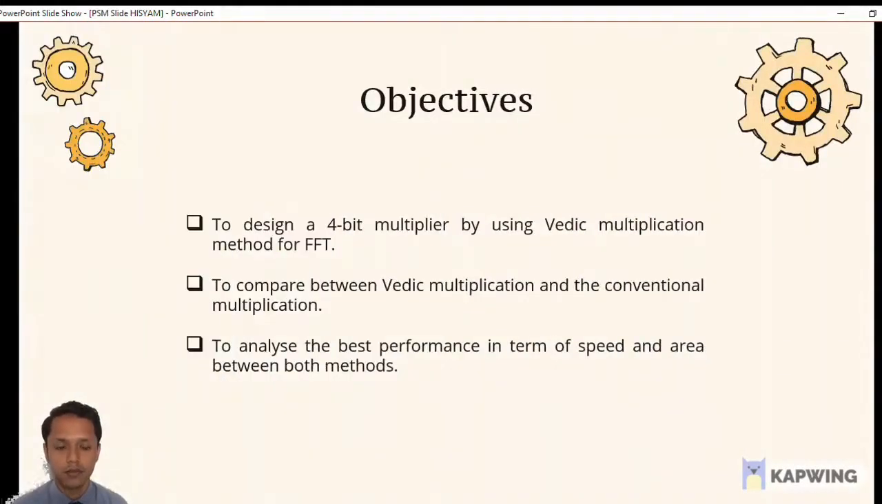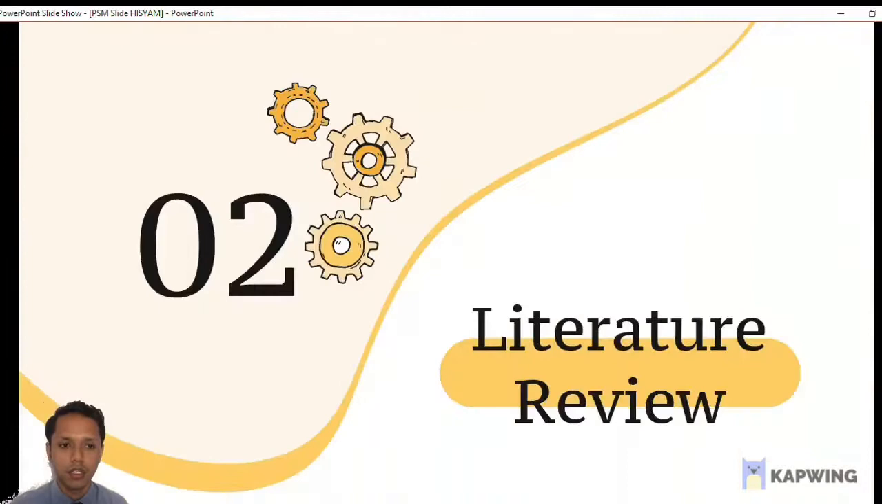For the objectives, we have 3 objectives. The first one is to design a 4-bit multiplier by using the Vedic multiplication method for FFT. The second one is to compare between Vedic multiplication and the conventional multiplication. And last but not least, to analyze the best performance in terms of speed and area between both methods. Now we go to the second section, which is the literature review.